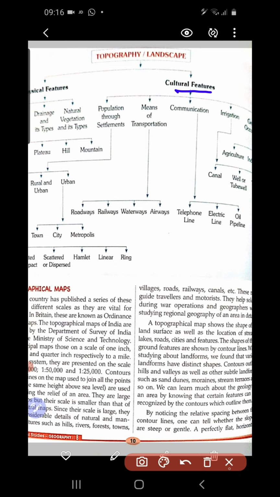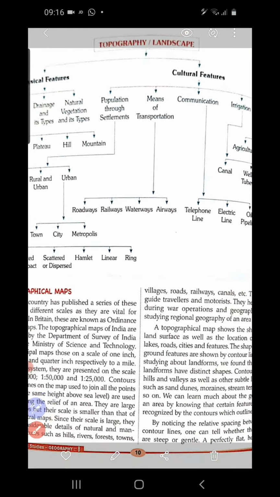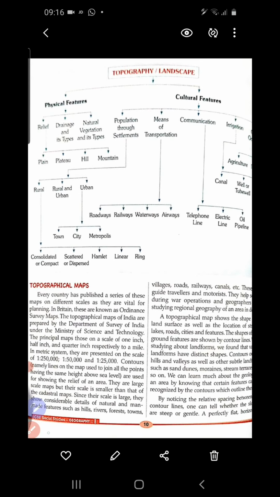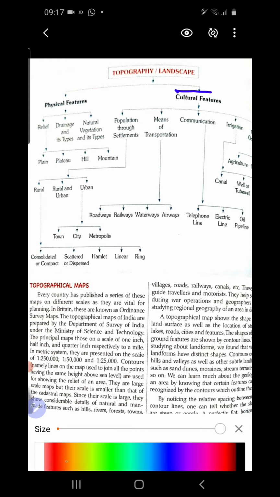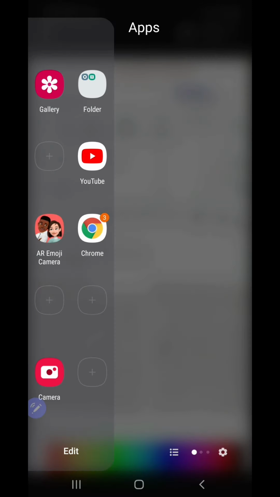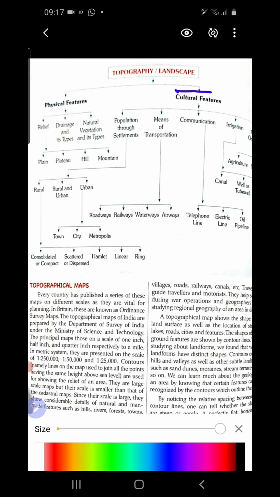Now let's see the physical features. You know that they are the relief features. Now what all comes under the relief features? Under the relief features come plains, plateaus, hills, mountains. These are all the relief features. Then drainage and its types, different rivers and streams, all come under drainage. Then vegetation also, or forest region and all. These are all the physical features.